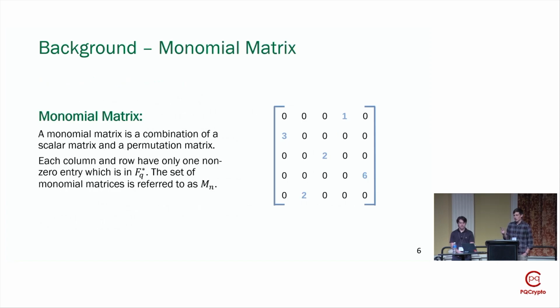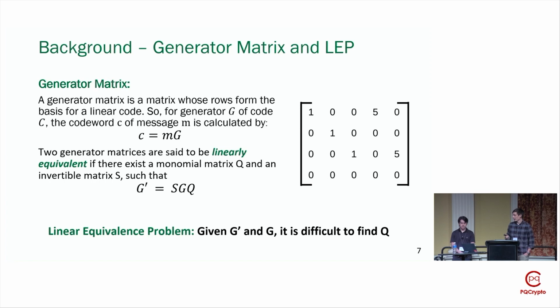Then to the 2 types of matrices involved. First, a monomial matrix is just a combination of a scalar and permutation matrix. So it has exactly 1 non-zero entry in each row and column. And the effect that it has during multiplication is just permuting and scaling of the columns. And then you, of course, have the generator matrix, which is just a matrix whose rows form the linear basis of some code. So for a generator G of a code C, you obtain the codeword by m times G.